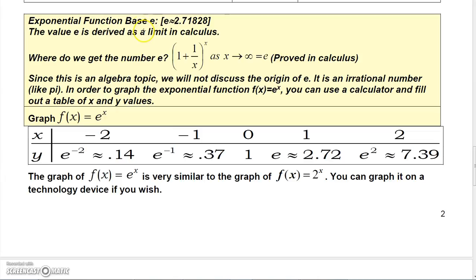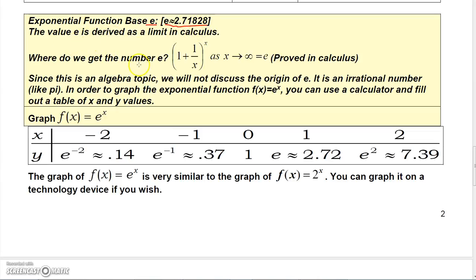One particular base that we're interested in mathematics is the base e. And e to 5 decimal places is the number 2.71828. But technically, the exact value of e is e, because this decimal never terminates.